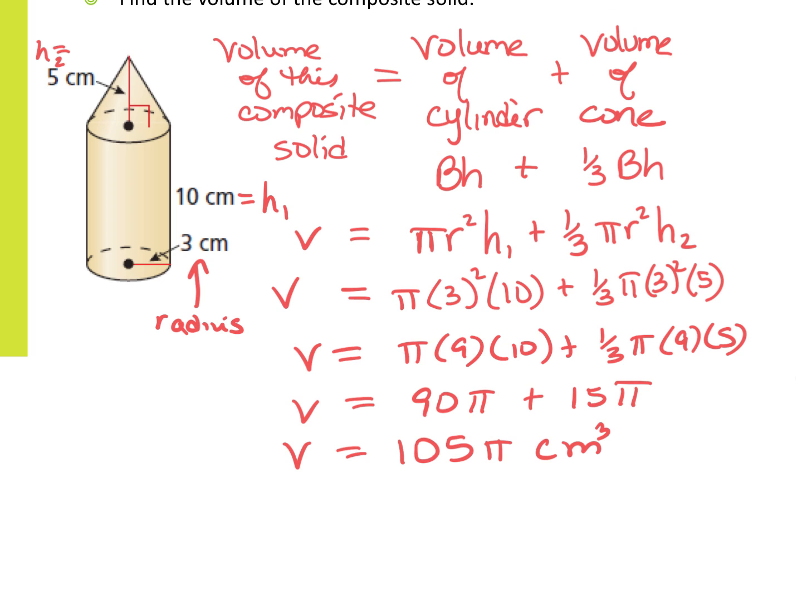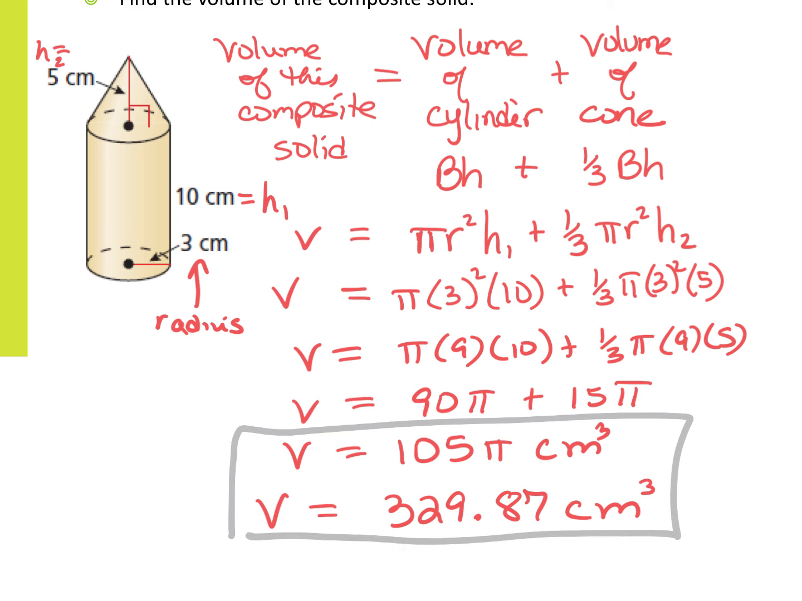Using my calculator's pi button, 329.87 centimeters cubed would be the volume of this composite solid. And that's it for the notes on 11.7.